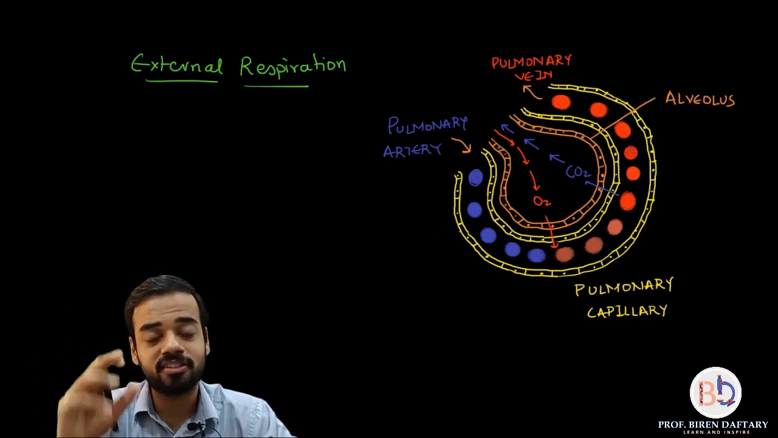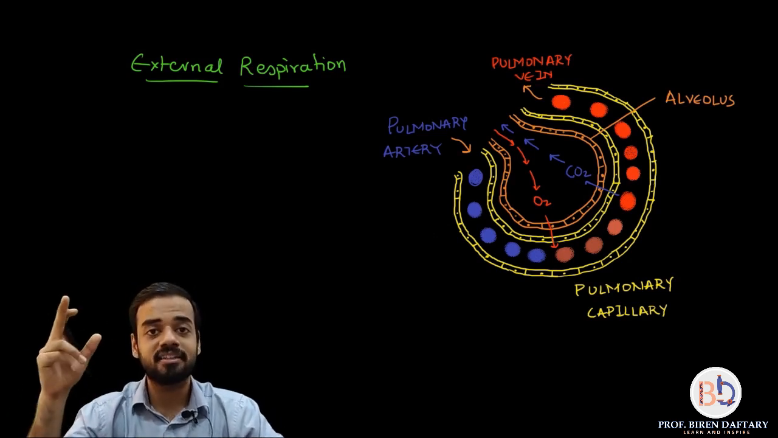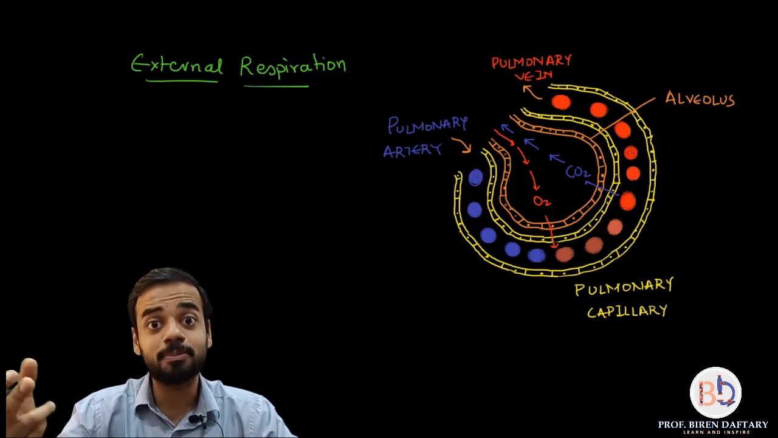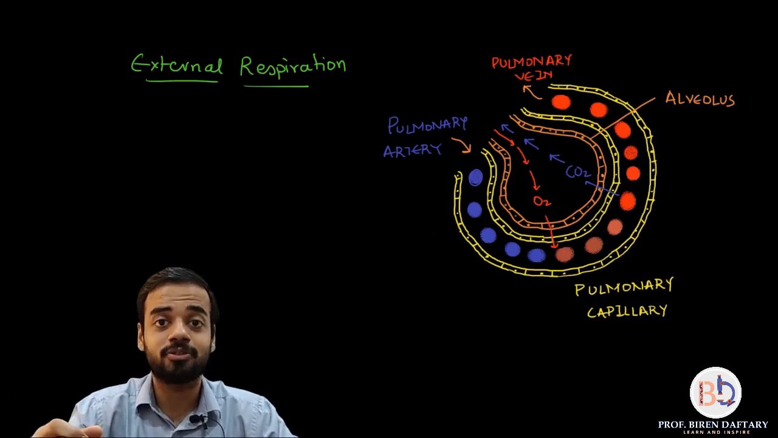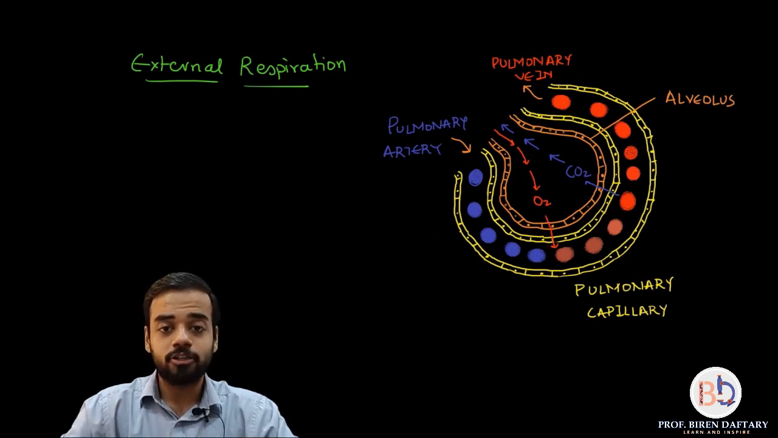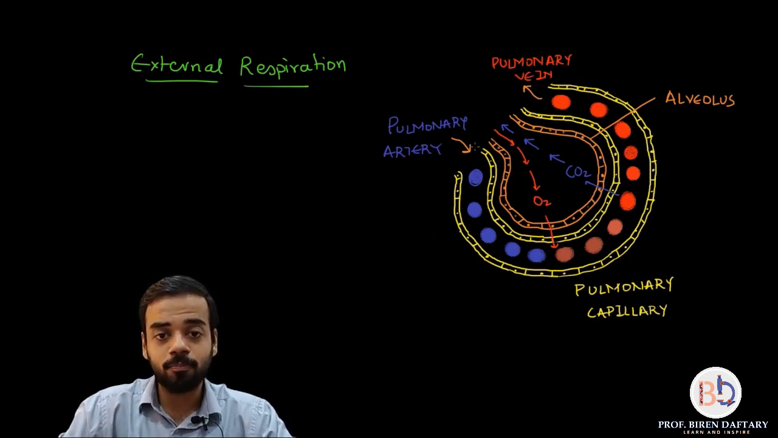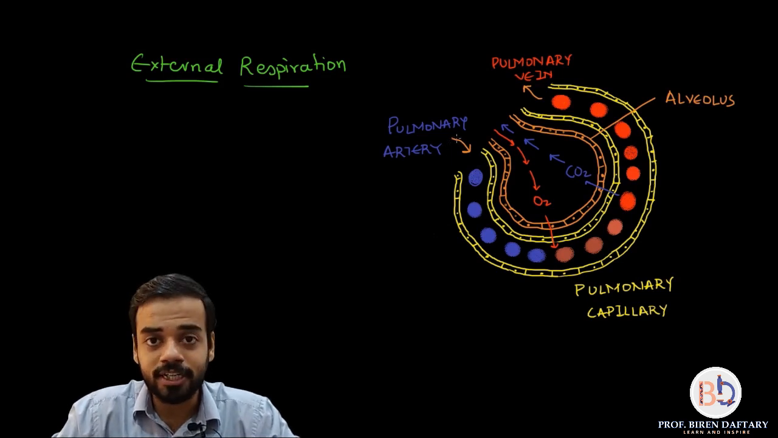So right now just remember that pulmonary artery carries deoxygenated blood, so it is behaving like a vein, whereas pulmonary vein carries oxygenated blood, so it is behaving like an artery. Okay, so here I am showing that blood from pulmonary artery is coming in. Pulmonary artery has divided into arterioles and now it has divided into this pulmonary capillary.